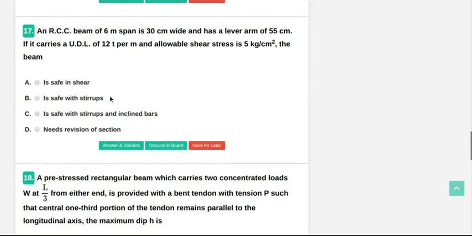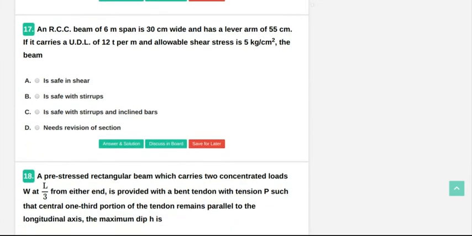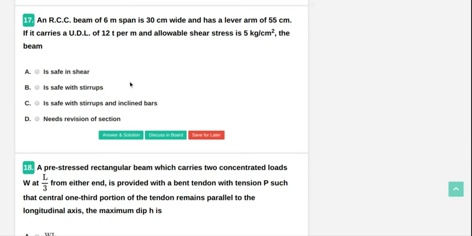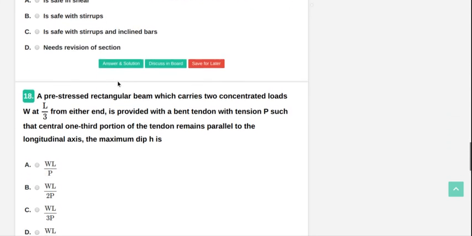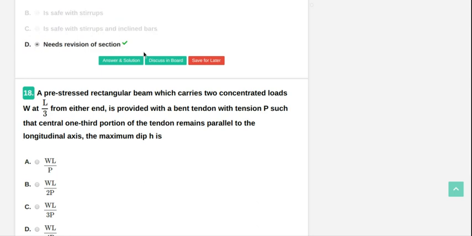An RCC beam of 6 meter span is 30 centimeter wide and has lever arm 55 centimeter. It carries UDL and the safe shear stress is 5 kg per cm square. So shear stress equals 12 into 1000 into 6 divided by 30 into 55. It is less than 5 kg per cm square, or it is greater than 20 kg per cm square. Its value is 40 kg per cm square. So revision of the section is needed.